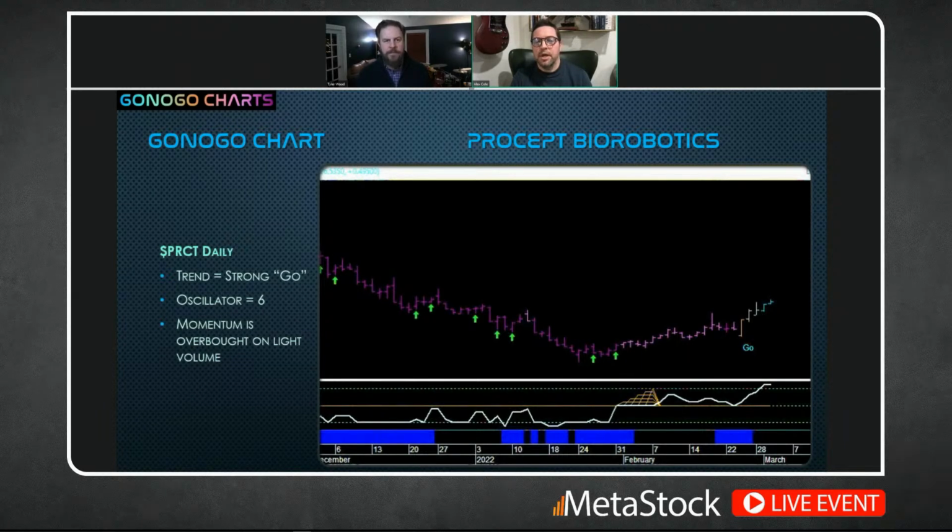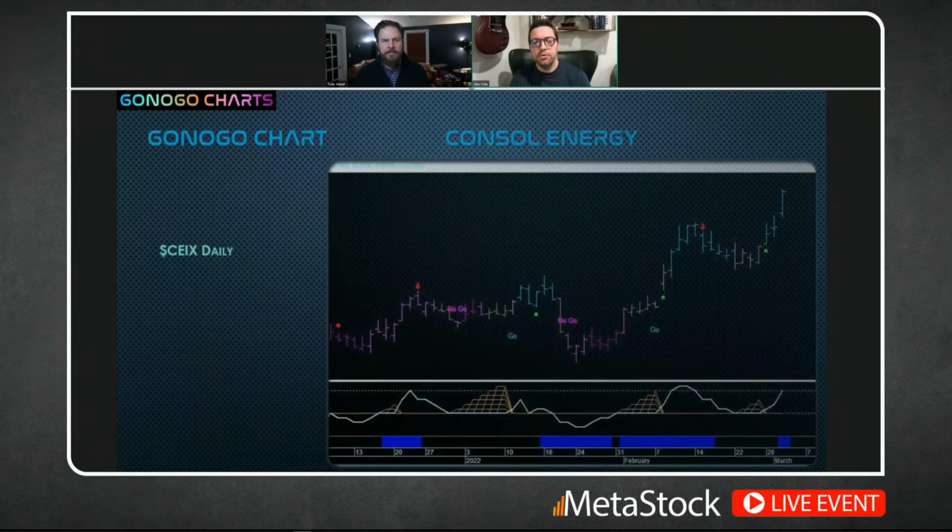This is Procept Biorobotics, and we noticed a new Go a couple of days ago, so that went out to subscribers. We're now seeing strong Go bars for a couple of days. The oscillator's at 6, and we're overbought on light volume. So perhaps we'll be looking to see a counter trend correction arrow, and then maybe price will come back. If the oscillator comes back towards that 0 line, we'll look for a Go trend continuation icon to see if that trend can persist. But that's one that we've highlighted as a fresh Go trend.